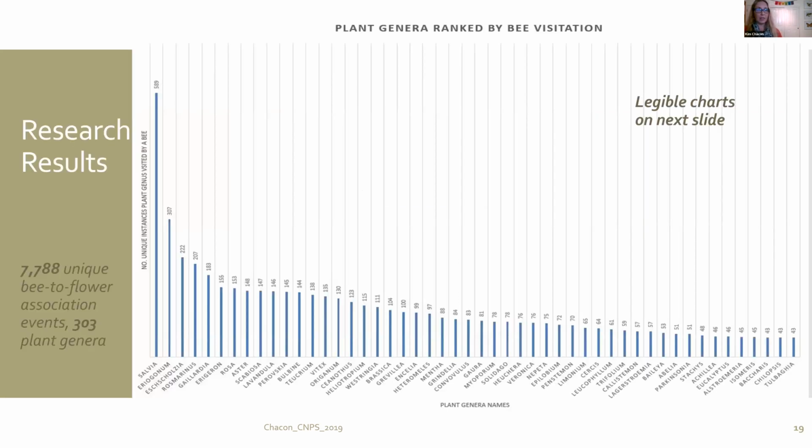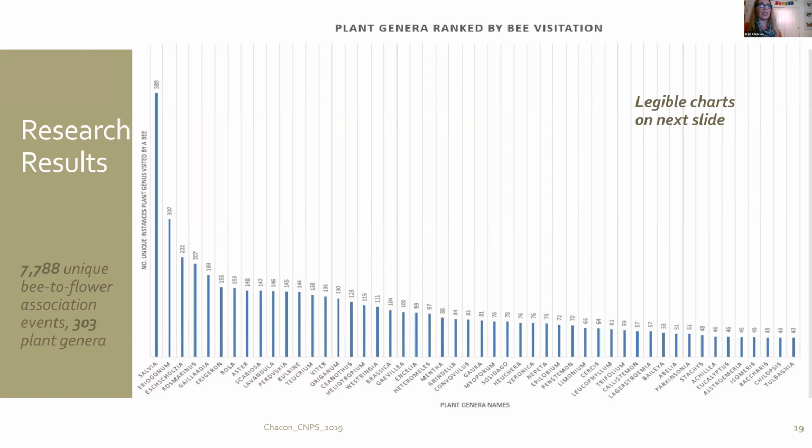Now, I know you can't read this, but the next slide you'll be able to read. I just wanted to show you that, so I collected 7,788 data points throughout this year. It was a big, long data collection slog. Some of the plant genera were way better than others in terms of their success for feeding bees.